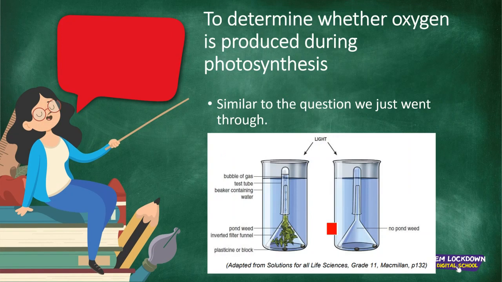And another example that we have is determining whether oxygen is produced during photosynthesis. This experiment, guys, is similar to the question that we just went through. The bubbles that form there are an indication of oxygen that is released. To determine whether oxygen is produced during photosynthesis, we can just refer back to the question that we did, and we'll get clear answers on that. Another thing I need to mention is that in this particular experiment, there is no starch test being performed because, of course, what we need here is bubbles. We measure this by the bubbles that are released.